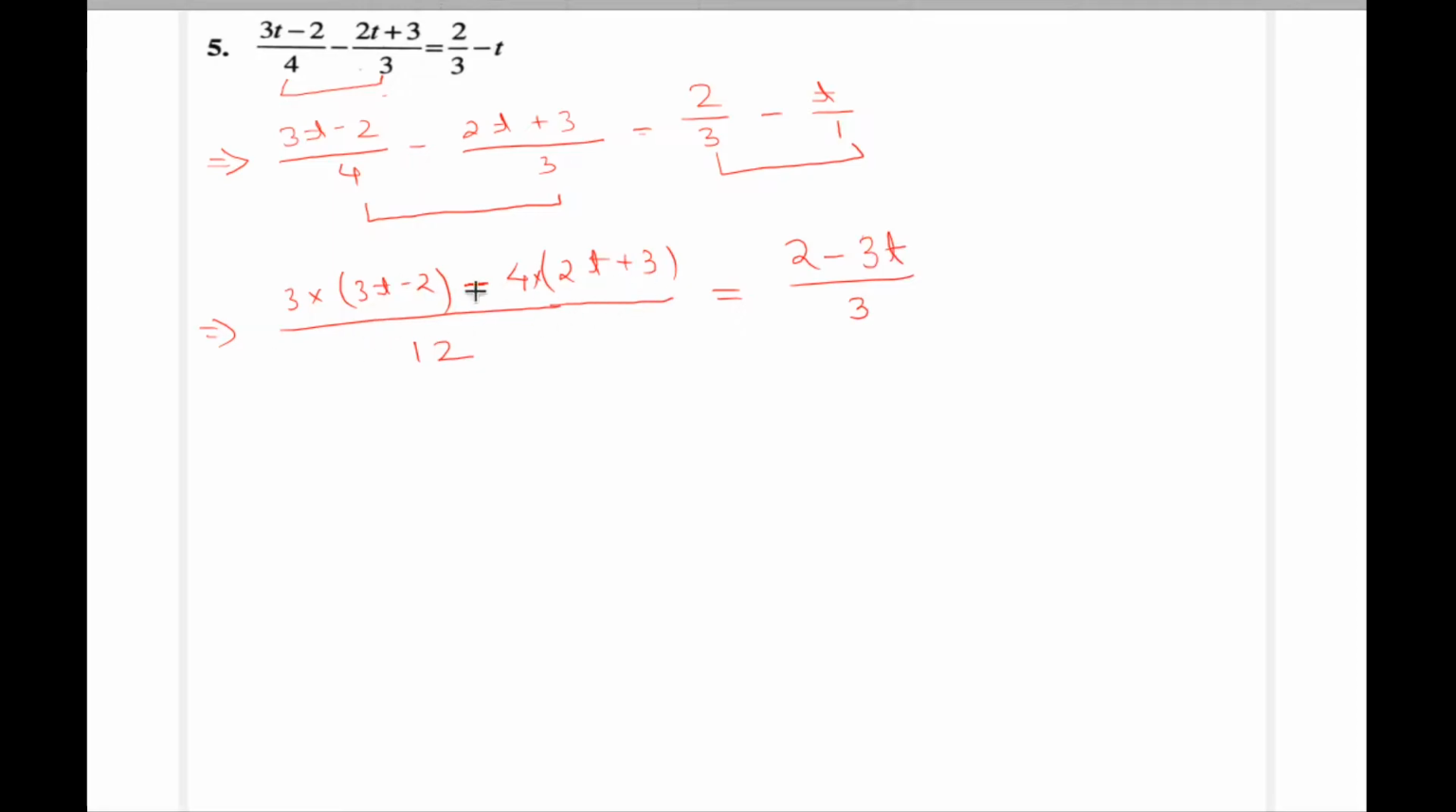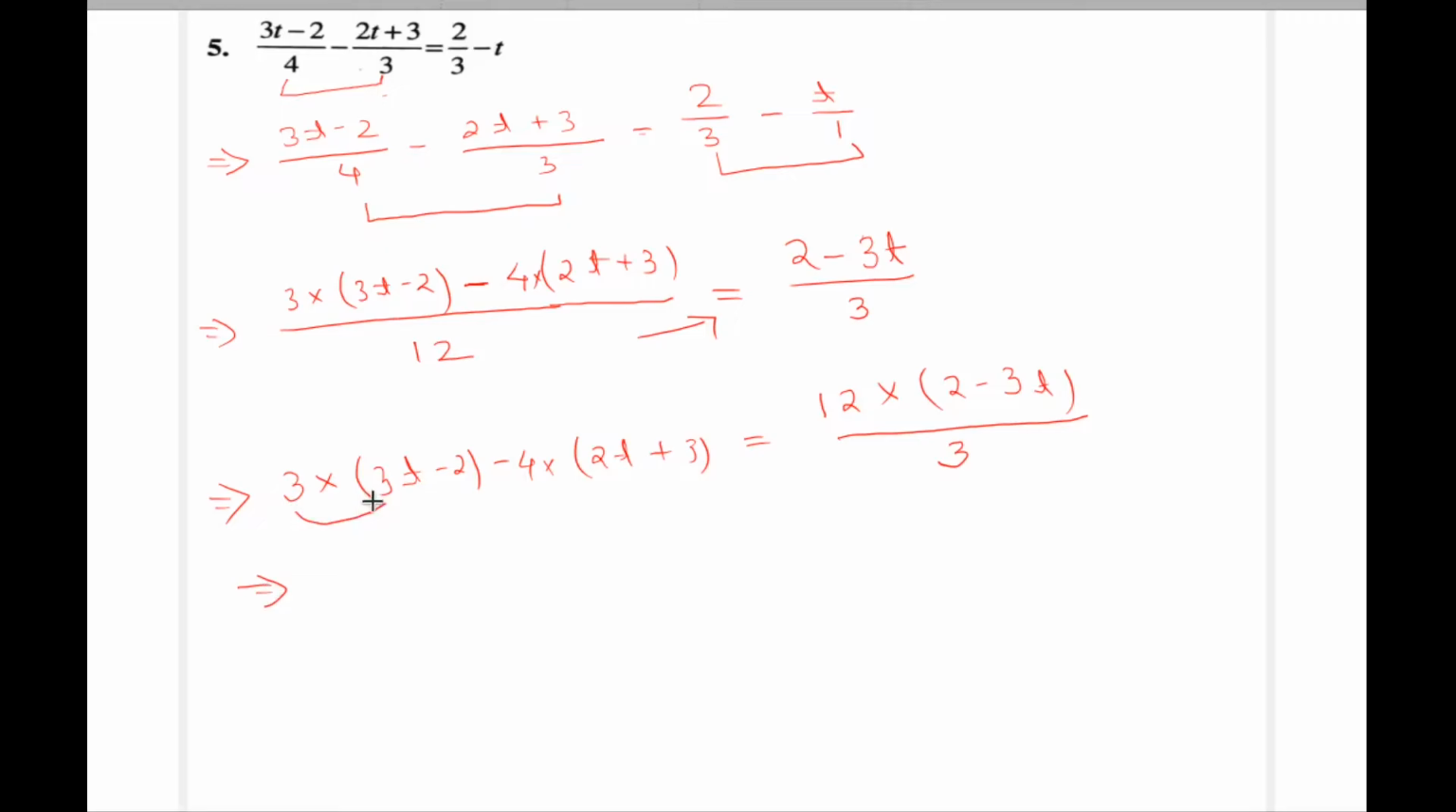Now we have to do a simple calculation over here. Okay. Now, first we will write it down. Minus 4 multiplied by (2t plus 3). Now, if we bring this 12 to the other side and it is in denominator, so it will go to the numerator. Okay, that means this equals 12 multiplied by (2 minus 3t) divided by 3. Okay. Now, 3 multiplied by 3t is 9t, minus 3 multiplied by 2 is 6.